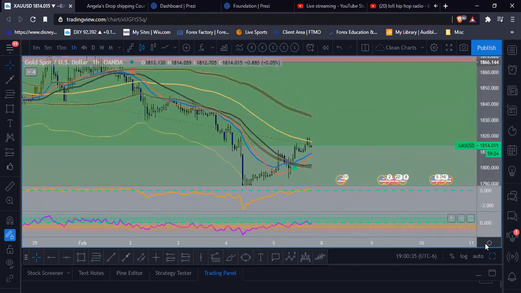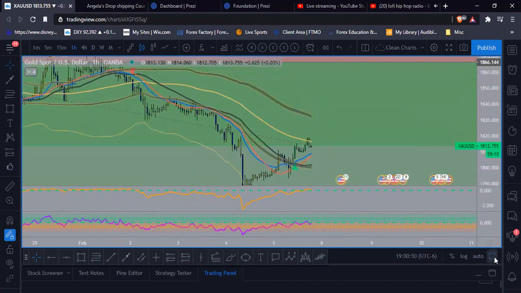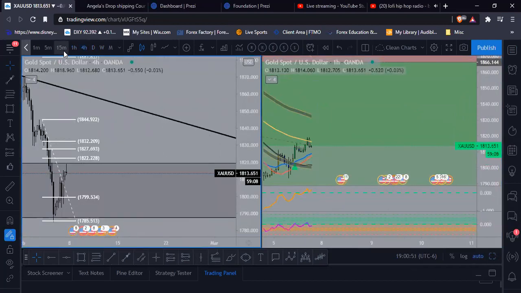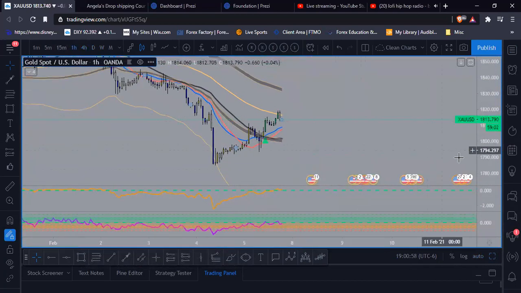Again, I want the price of 1827. So right at even 1831, 1832. That'd be super solid if I can get that. If I can get 1832.200, then I'm definitely going in full force with a sell on gold. Well, not full force, but you guys know what I mean. Let me get rid of this so that we can see things better.